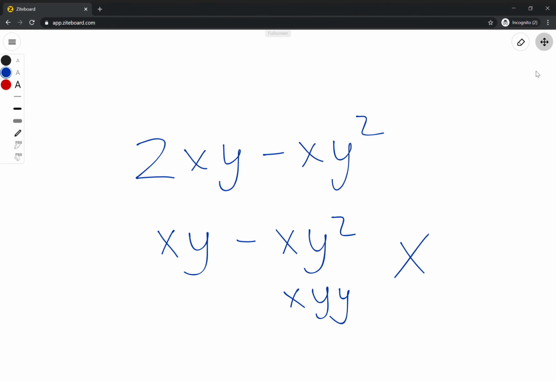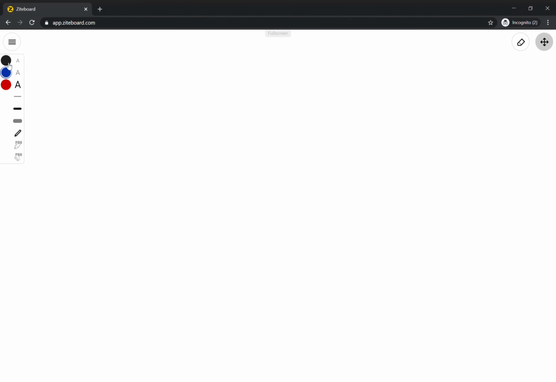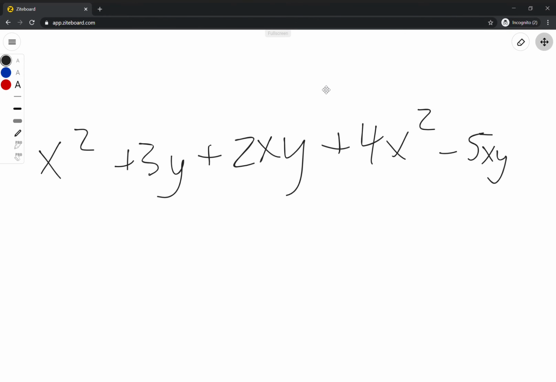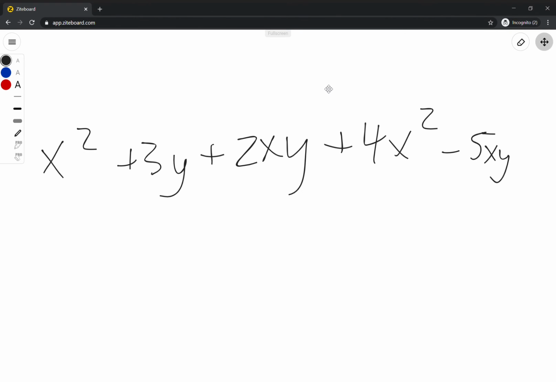Now let's deal with a harder example, one that you'll probably see in your algebra journey. Given the problem x squared plus 3y plus 2xy plus 4x squared minus 5xy, it first looks a little daunting. There are 5 total terms in here, and simplification may seem a little tough at first. But what we can do is break this into easier steps.